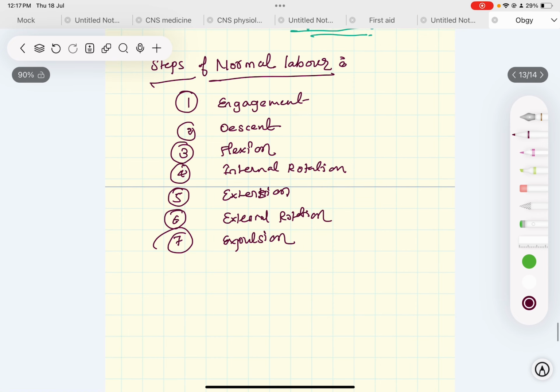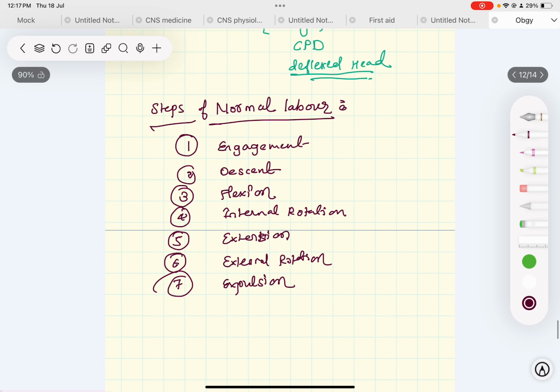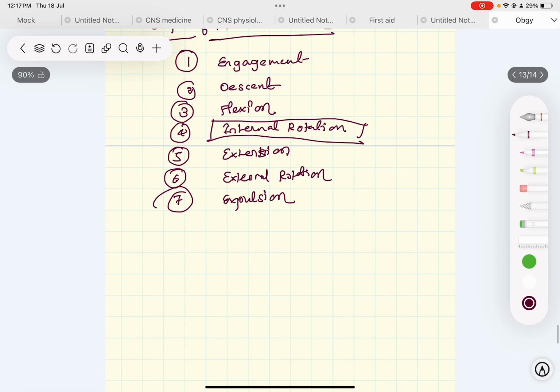Okay, now we have seen this part, how internal rotation happens. External rotation is also known as restitution. And external rotation is in the opposite direction to the internal rotation. So the head generally moves 1/8. So the occiput moves to the original position, that is LOT.